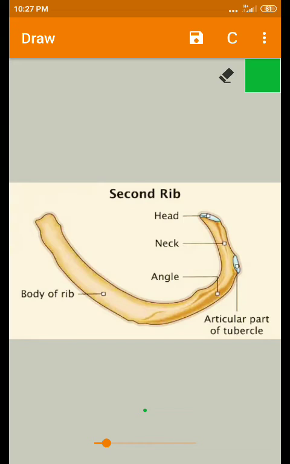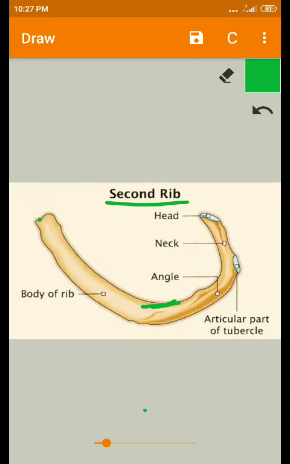Dear students, welcome back. Now we are going to see another atypical rib, that is the second rib. And now we will see the characteristic or distinguishing features of the second rib. Here, this rib has no twist. So both ends of this rib touch any plane surface upon which it is kept. Both the ends will touch if you place this rib on a horizontal surface.